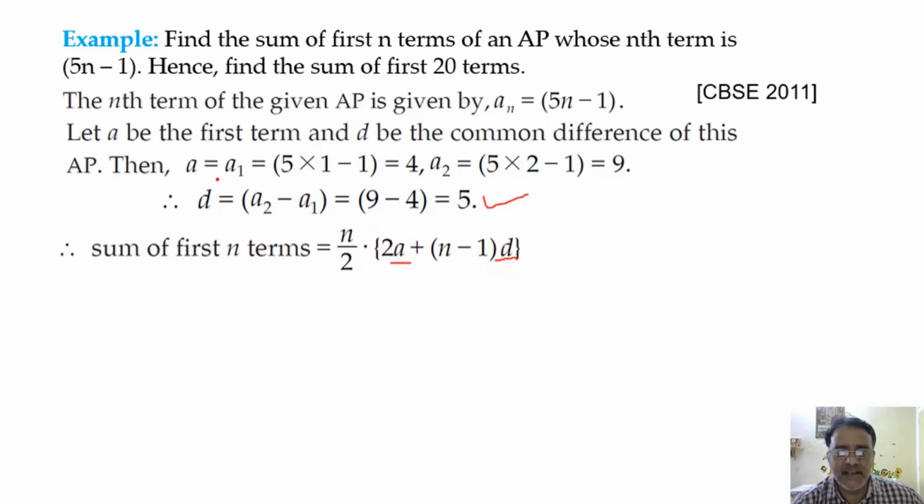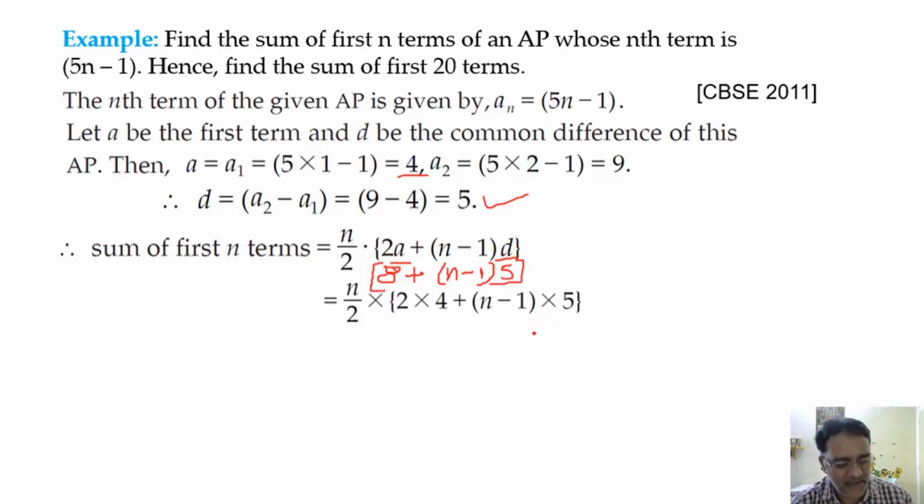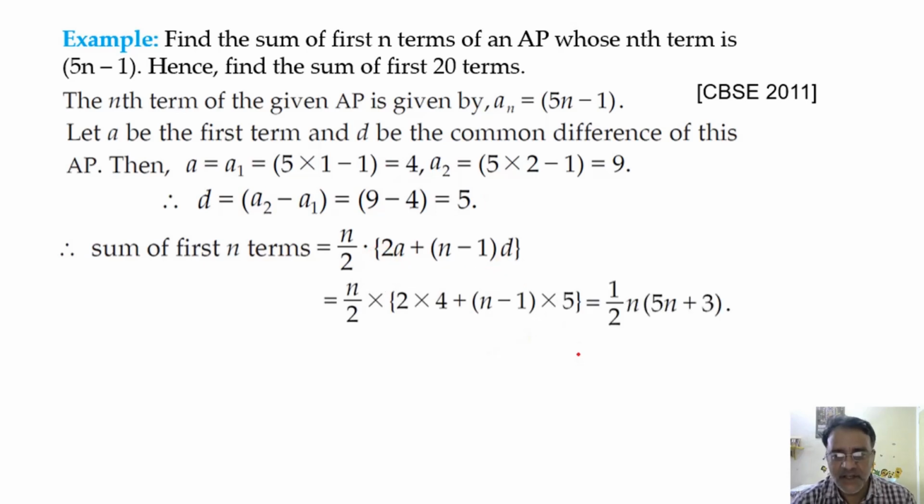The value of A is 4 and the value of D is 5. So 2 into 4 becomes 8. Look carefully: 8 plus n minus 1 into D. D is 5. Okay, clear? Now if you open the bracket and simplify, you will get half into n, 5n plus 3. Any doubt in this one? No, sir. Okay.